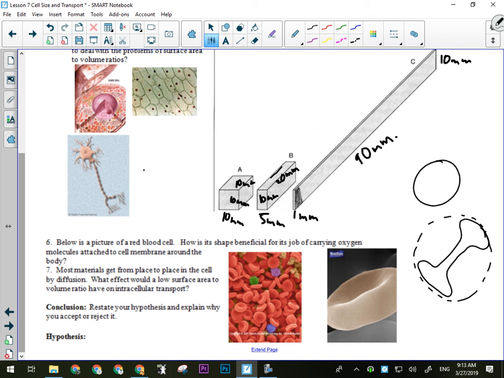There's actually a genetic sickness that some people have called sickle cell anemia. It makes their red blood cells look like a sickle, like a moon. How good would those be at carrying oxygen compared to the actual shape? That's something to think about there. Then number 7 is asking, most materials get from place to place in the cell by diffusion. We talked about that. What effect would a low surface area to volume ratio have on intracellular transport? We talked about that already. If we have a bad surface area to volume ratio, this is why that's going to be bad. Explain again, how does diffusion work? Why would that be bad?